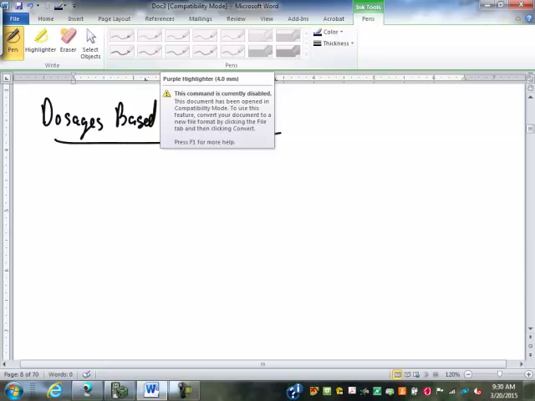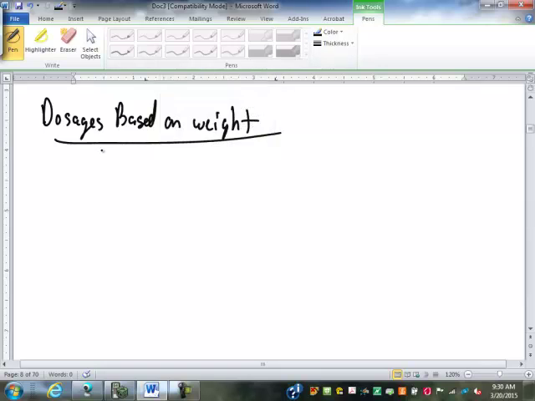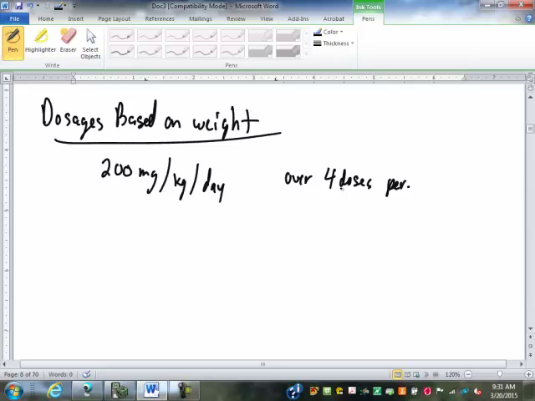So when we're looking at dosages based on weight, we might have an order that says to follow the label on the bottle, where the label says 200 milligrams per kilogram per day. And the order says to divide that out to be administered over 4 doses a day. I'm not going to get into medical abbreviations because I will mess them up. So we'll just say divided up over 4 doses per day.